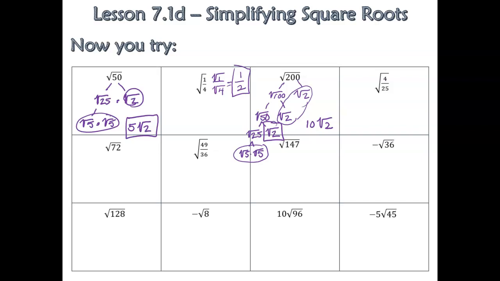This next one, I'm going to take the square root of 4 over the square root of 25. Square root of 4 is 2. Square root of 25 is 5. Those fractions are easier than they look.